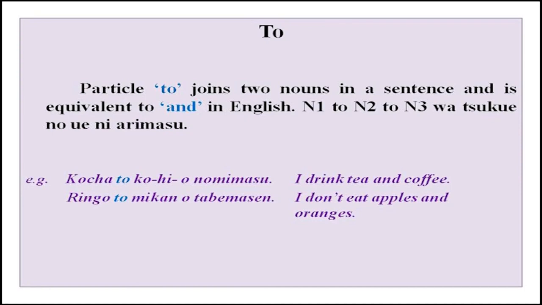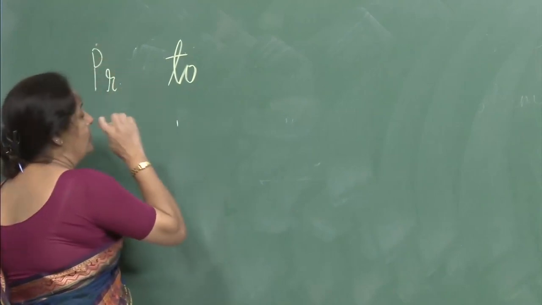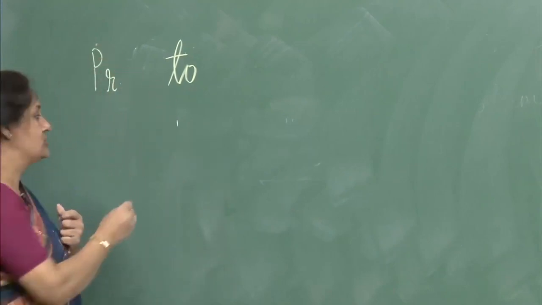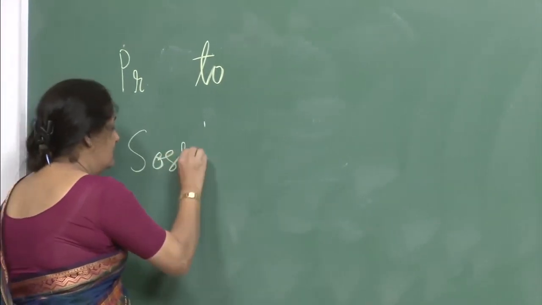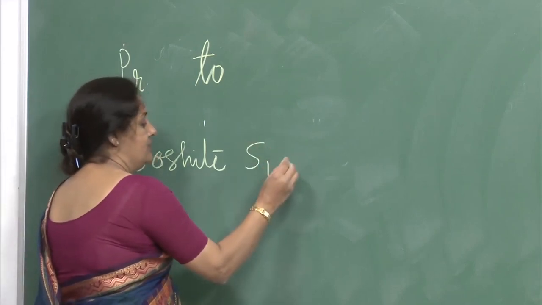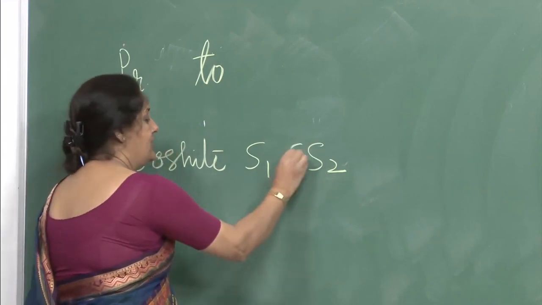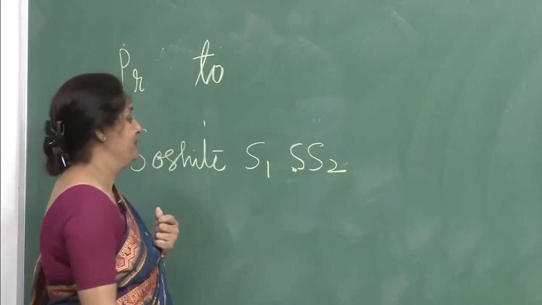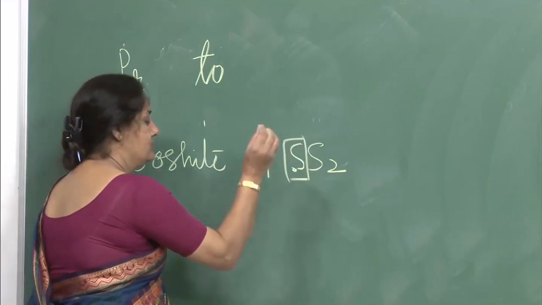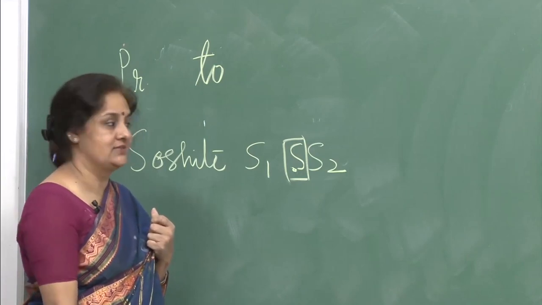Now, there was another particle, a new particle for you, particle to. Not to, please, particle to. Last time we did soshite, if you remember, which joins sentence 1 with sentence 2, like this. Soshite sentence 2, used as a conjunction. Unlike English, it begins a sentence.